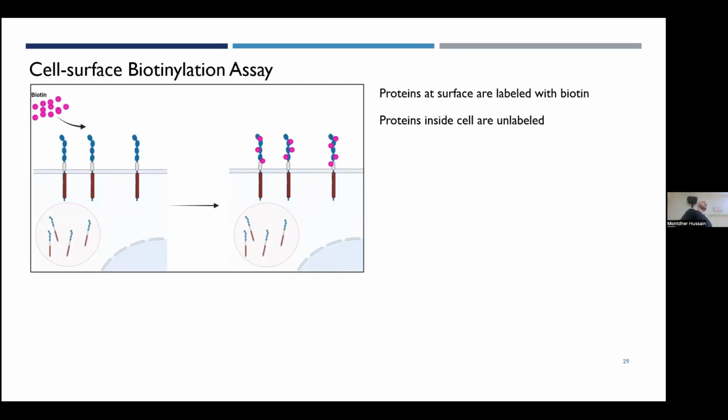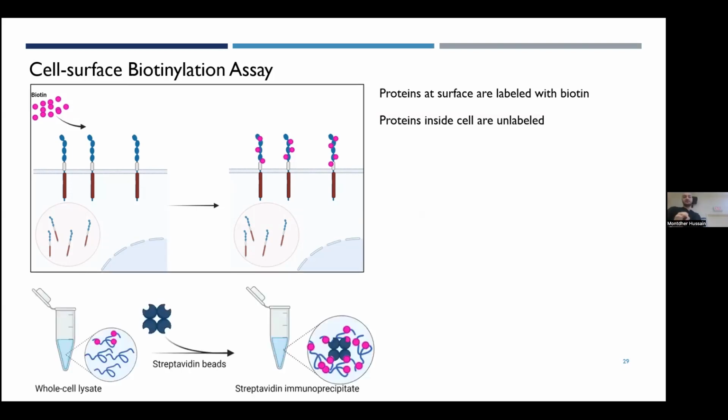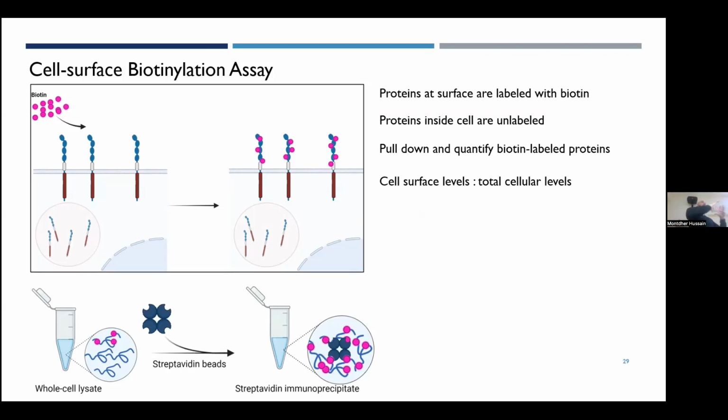And the way this assay works is that you would treat your cells with biotin, and that would be conjugated to any cysteine residues on these surface exposed proteins. Now, biotin is membrane impermeable, meaning that only proteins exposed to the outside extracellular space will be tagged, and any proteins inside the cell remain unlabeled. And this allows us to actually purify any labeled proteins using streptavidin beads. And that allows us to then quantify and compare the amount of RET at the surface versus the total RET in the cells.